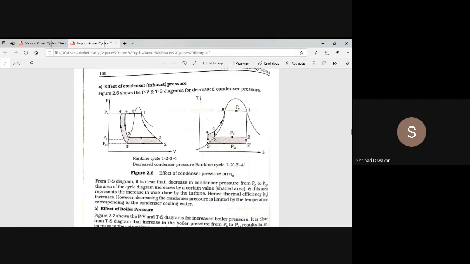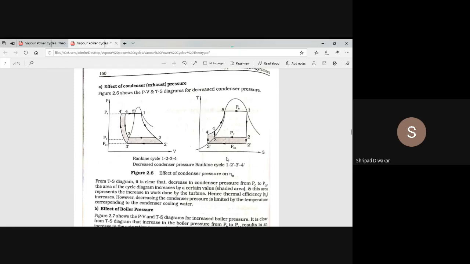The explanation is very simple, but you have to analyze the PV diagram and TS diagram. Remember, first you have to draw the normal Rankine cycle and then draw the new one by reduction of condenser pressure. So you draw two parallel lines here and two parallel lines here: one line parallel to 2 3 and another line parallel to 3 4.